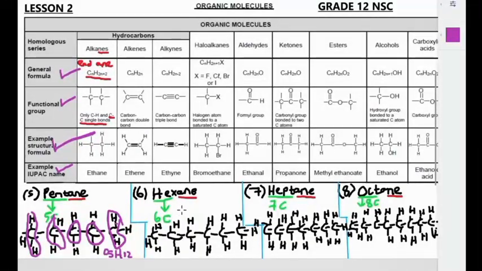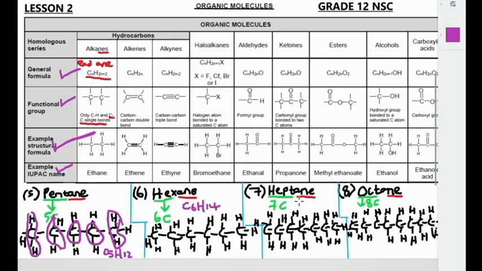Let's look at hexane. Hexane, how many carbon atoms are we having? 6, right? So it's 6 carbons, C6. And then we are going to say 2 times 6, plus 2. Remember the n there, the n means number of carbons. So 2 times 6 plus 2. So that's 12 plus 2. That's 14. So it's H14. That is the molecular formula, right?